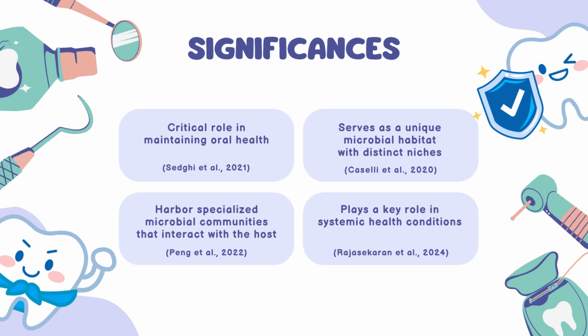Unlike other body sites, it provides both hard surfaces like teeth and soft tissues like gum and tongue, each creating specialized environments for different microbial communities to thrive. Third, these different areas harbor specialized microbial communities that interact with the host. The bacteria on your tongue are different from those on your teeth or gums, and each community has evolved to perform specific functions in their particular location.